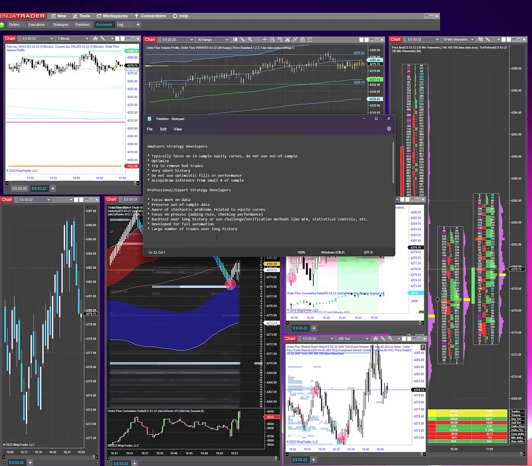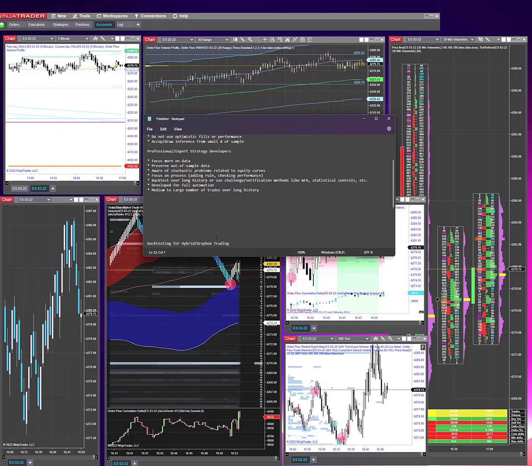They are very focused on the process, such as evaluating what happens when they change one thing at a time in the strategy. So they're very process driven. They backtest over long periods of time, or they use various challenge and verification methods like walk-forward analysis, statistical controls, and so forth. And they're developing their strategies for full automation with no human intervention. Such strategies will generate a medium to large number of trades over a long history.